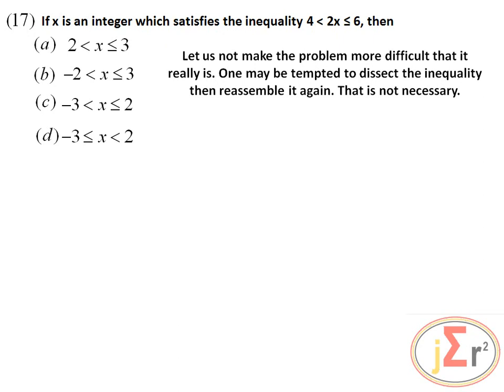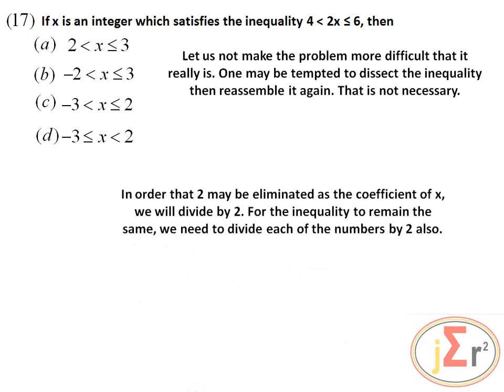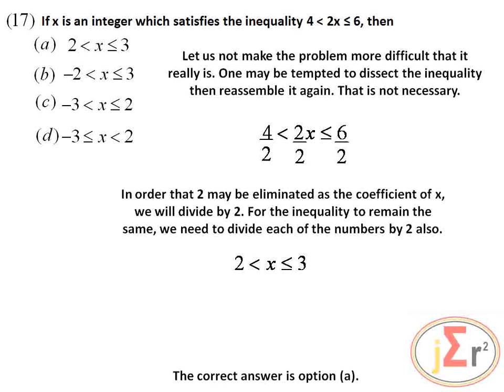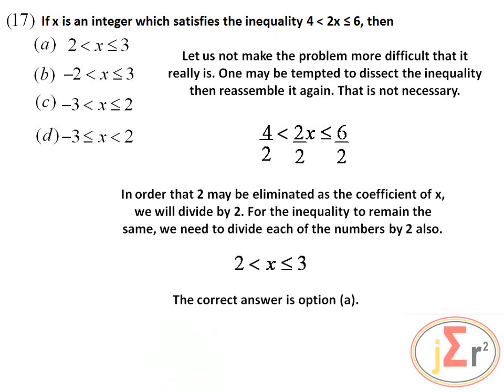That is not necessary. In order that 2 may be eliminated as the coefficient of x, we will divide by 2. For the inequality to remain the same, we need to divide each of the numbers by 2 also. So there we have the same inequality, and to get just x right here, we will divide by 2. We need to divide by 2 here and here also. So we have 2 is less than x is less than or equal to 3. The correct answer is option A.